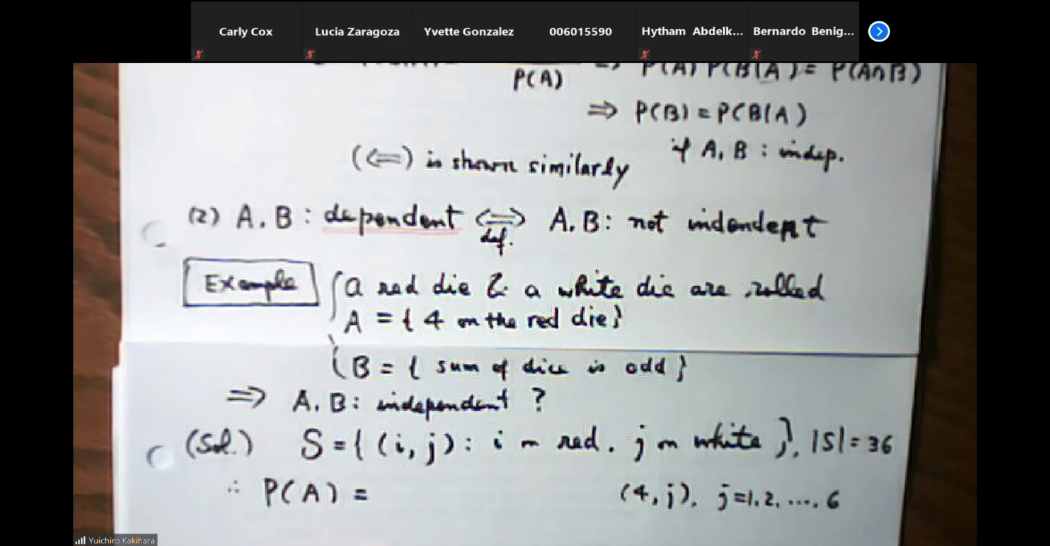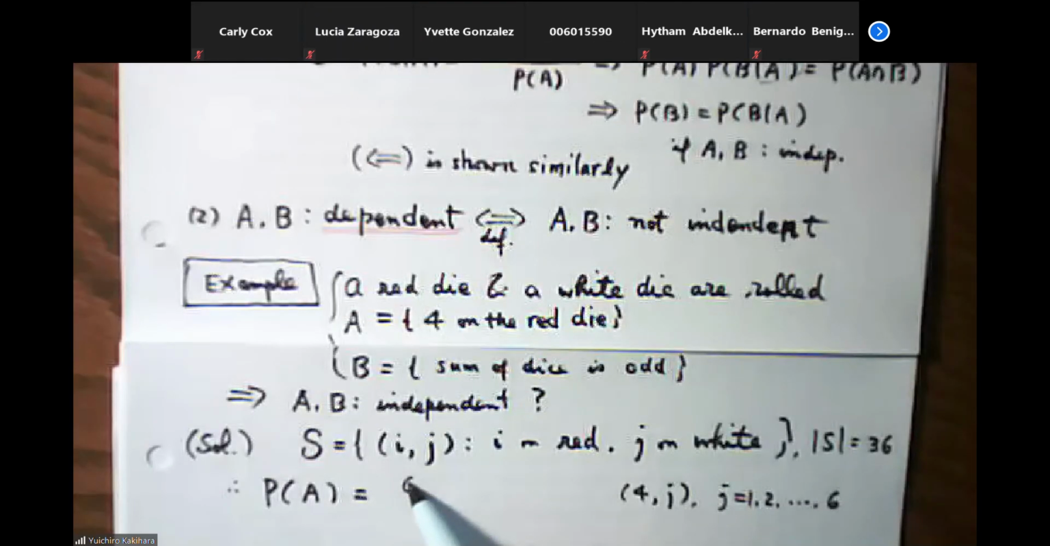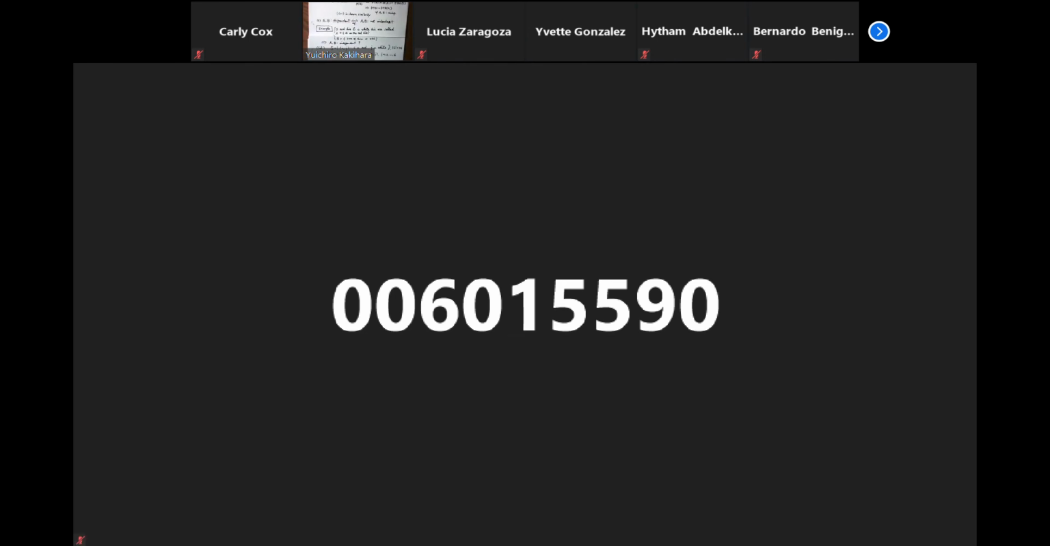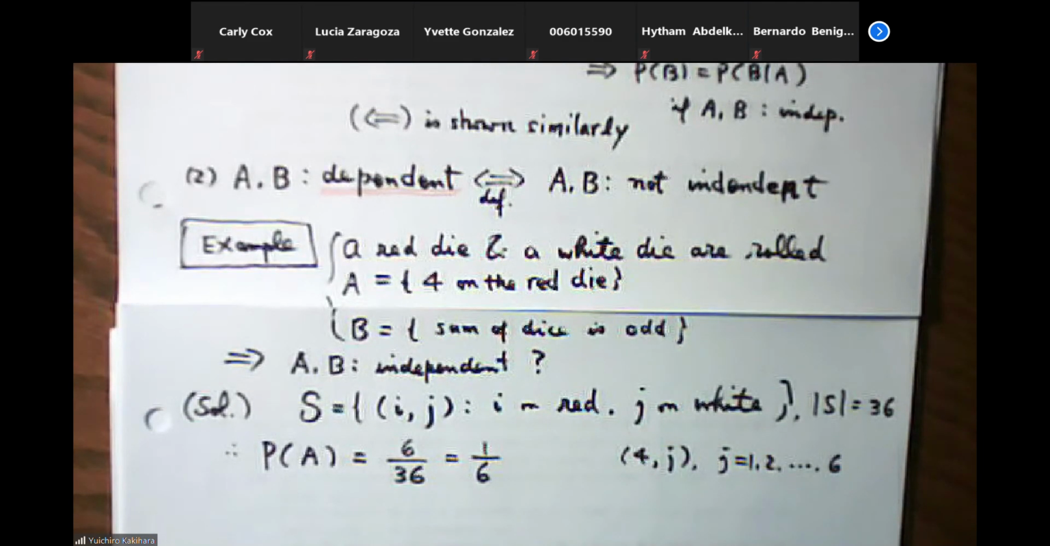Okay? 1, 2, up to 6. So that means how many elements over here? J is 1, 2, 3, 4, 5, 6. So 6 of them are here, right? So 6 out of 36. This is the probability. So 4J is okay, and J is 1, 2, 3, 4, 5, 6. So there are 6 such. This is 1 over 6. The event A has the probability 1/6.